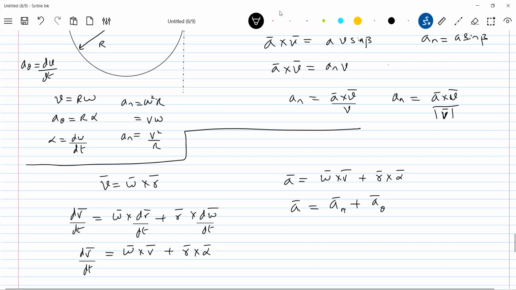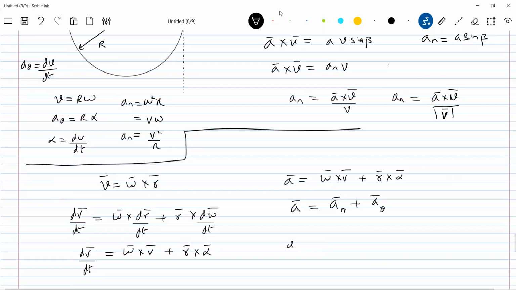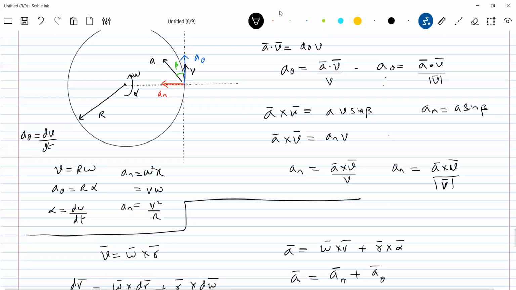So what is A normal? Can you also write it in vector form? A normal is omega cross V. So what is the direction of A normal here? Alpha is out of the plane. You can check it: omega cross V. If you check it, it'll be directed along AN. So shall I write the formulas like this? AN is equal to omega cross V. A tangential is R bar cross alpha bar. Get this one? So these are the different ways of expressing circular motion.